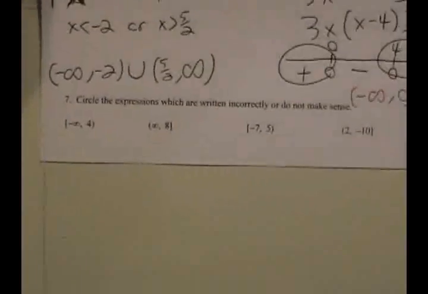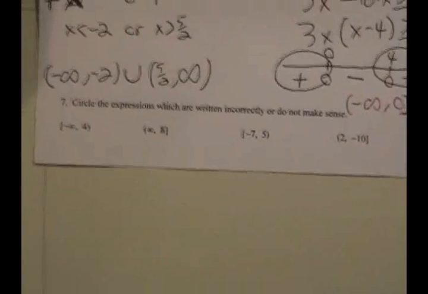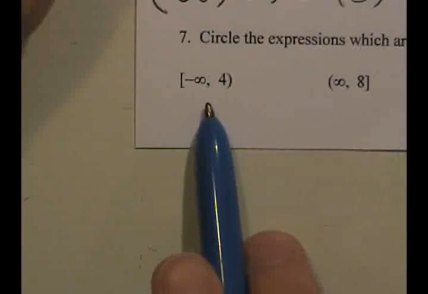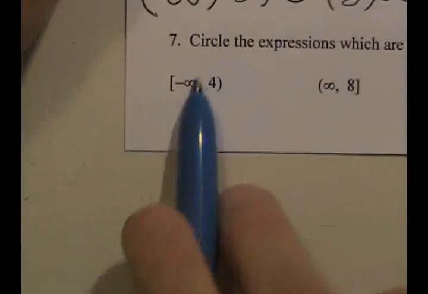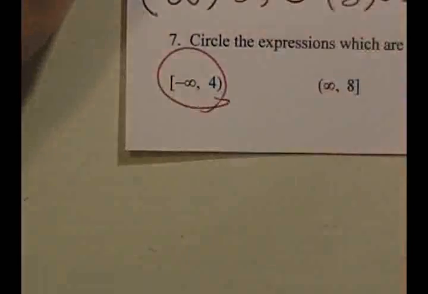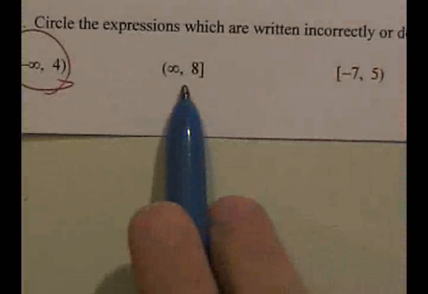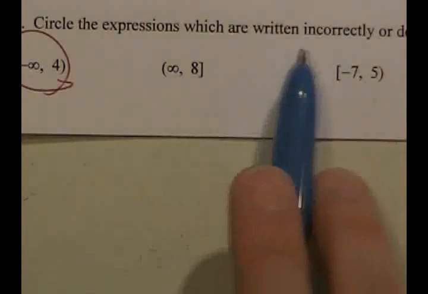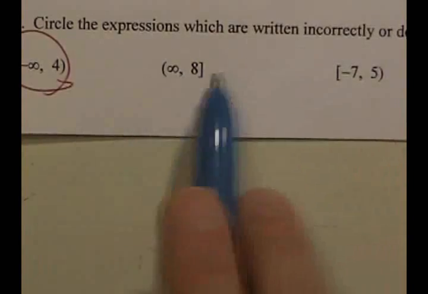These 3 at the bottom, circle the expressions which are written incorrectly or do not make sense. Let me zoom in on this so we can maybe see it better. Alright, so this one is incorrect because it has a bracket on the infinity, so that one's wrong. This one is incorrect because the infinity is to the left of 8 and the larger quantity always goes on the right, so that's incorrect.